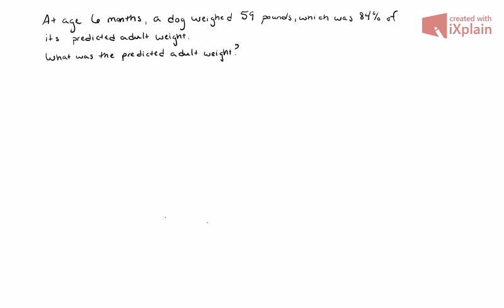Hi everyone, this video is for section 7-5, percent applications solved with equations. The question that we have before us is: at age 6 months, a dog weighed 59 pounds, which was 84% of its predicted adult weight. What was the predicted adult weight?